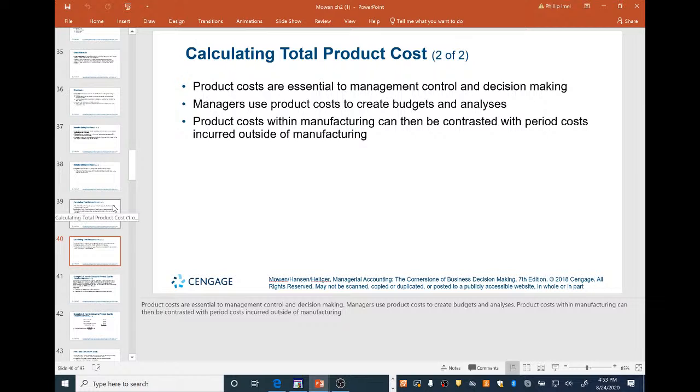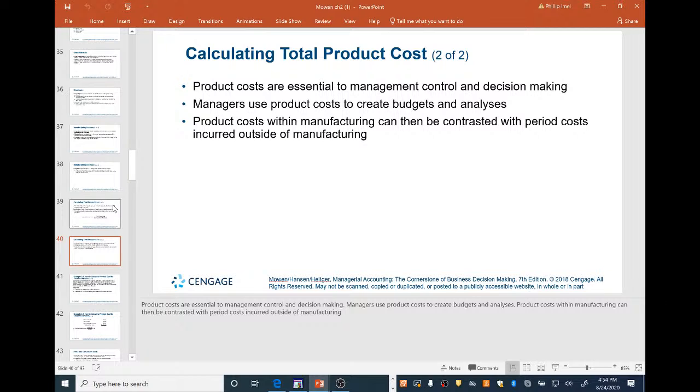So product costs are essential to management control and decision making. Managers use product costs to create budgets and analyses. Product costs within manufacturing can then be contrasted with period costs incurred outside of manufacturing. So the total product cost is key. We can create these budgets and analyses based upon total product cost, because if we know how much it costs to produce a total product, then we can infer what the break-even point will be, whether it's going to be profitable, whether we should undertake the project from the beginning or not. So it's really helpful in determining whether it's going to be worthwhile.